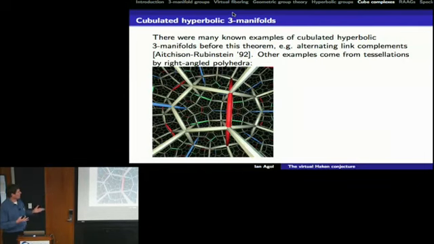So before this theorem, there were many known examples of this sort. And Rubinstein had shown that alternating link complements had these cube complexes, and various other things.